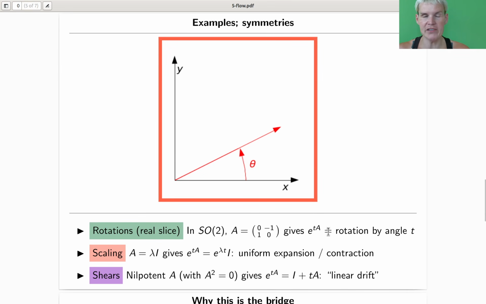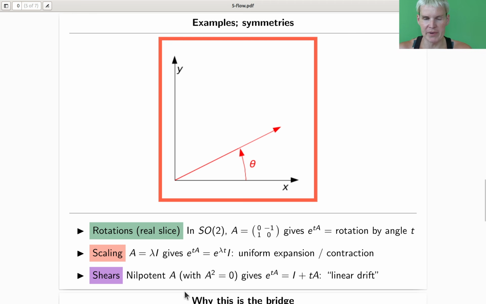Well, you can take e to the tA, and then you literally get a rotation by angle t. So this exponential function somehow gives you a symmetry, right? It gives you a nice symmetry in this case, a rotation. Or if you use the matrix scalar times identity, then this is like an expansion or contraction. Or you can shear, right?